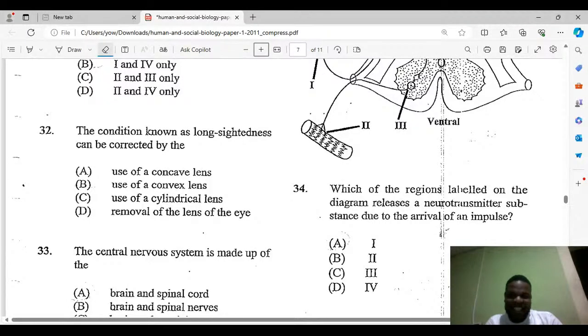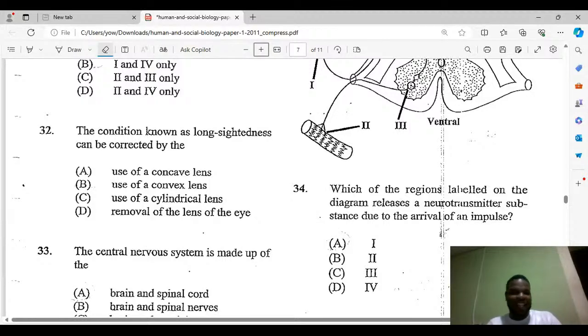Nah, that's when you can't see at night. Long-sightedness is hyperopia. That's long-sightedness.